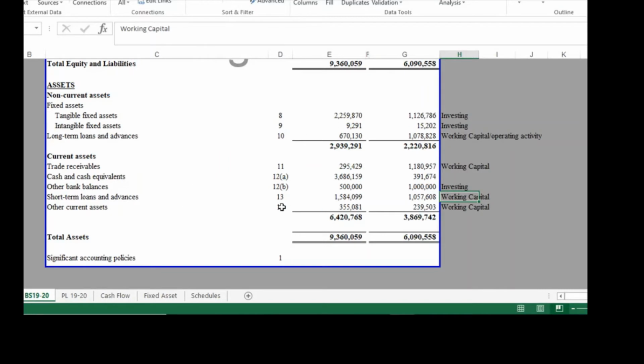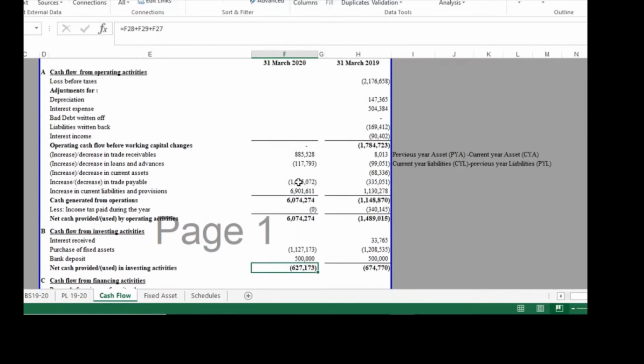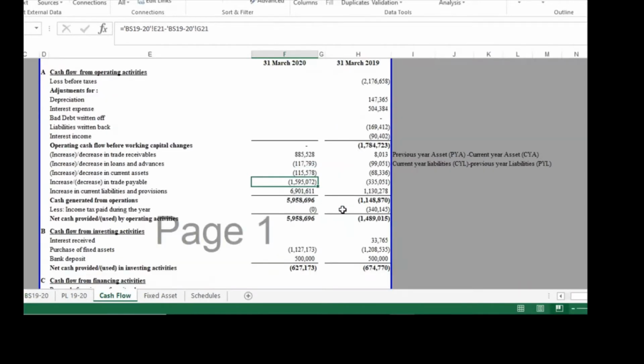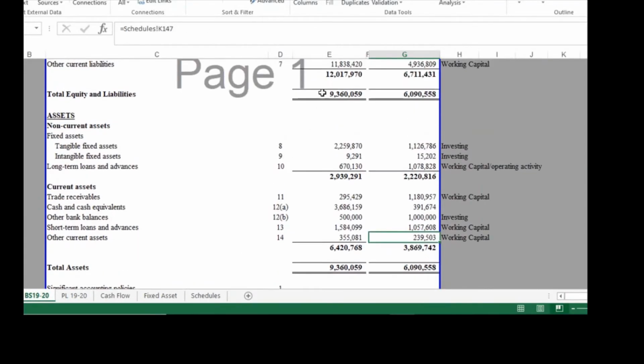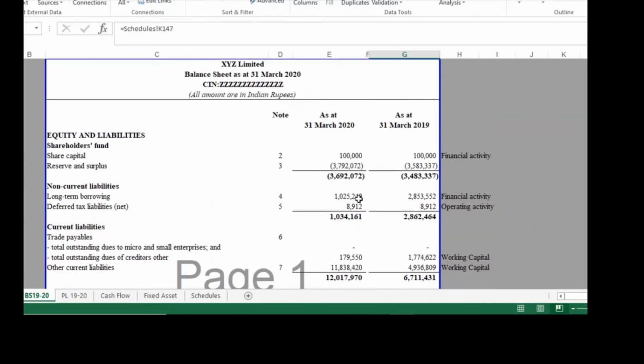The next and last item on the asset side is other current assets. Other current assets is a working capital. So we will go here using the same formula, previous year minus current year. Now you can see we have completed the asset side and the only thing which is left is reserve and surplus in the liability side. Now let us understand how we can incorporate reserve and surplus in our cash flow statement.